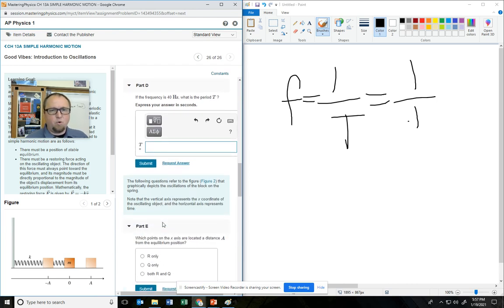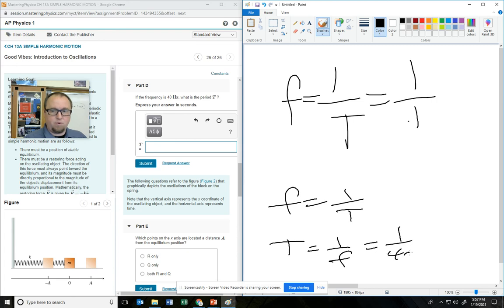If the frequency is 40, what's the period? Well, if frequency is 1 over period, it means period is 1 over frequency. And so if the frequency is 40, type it in, off you go.